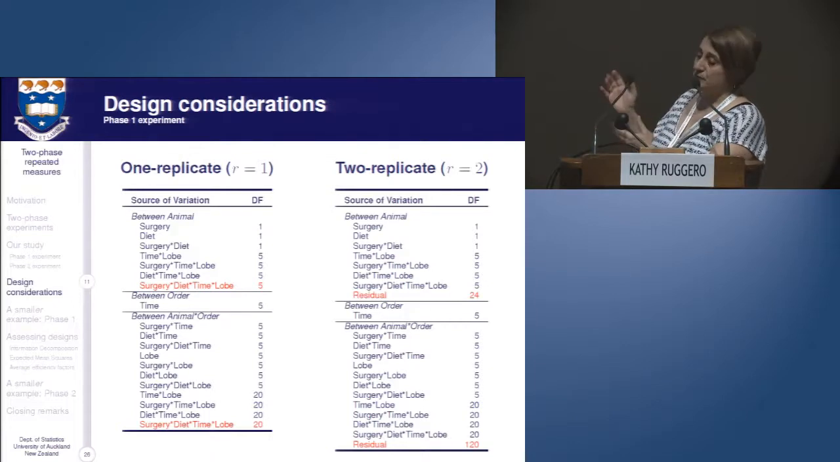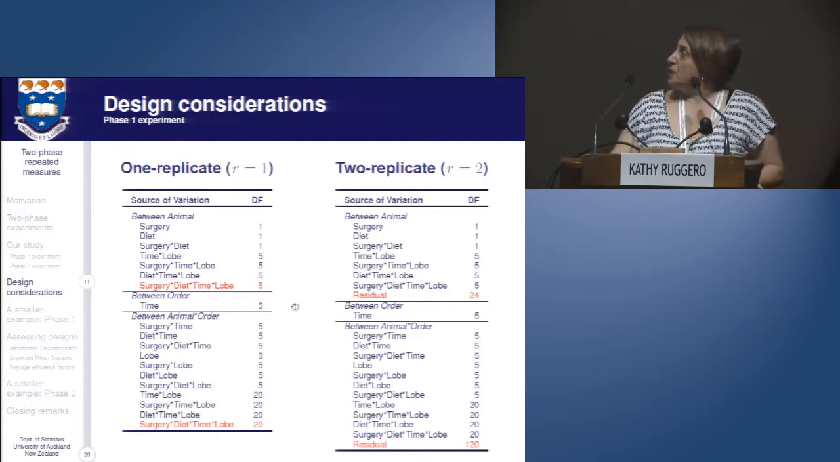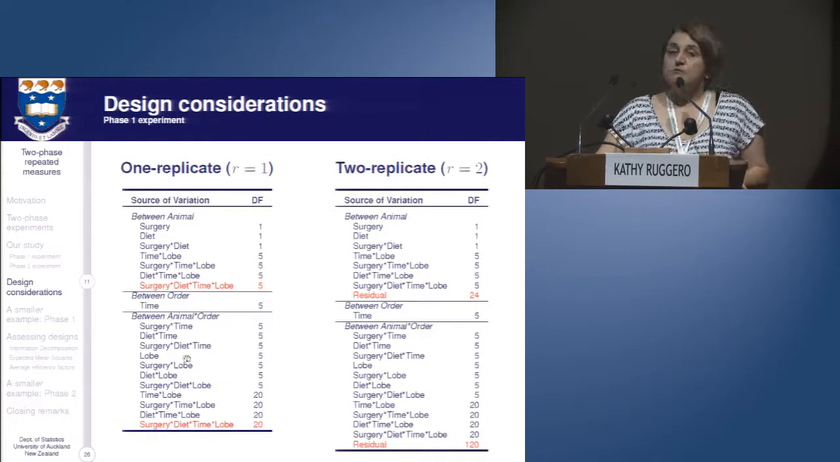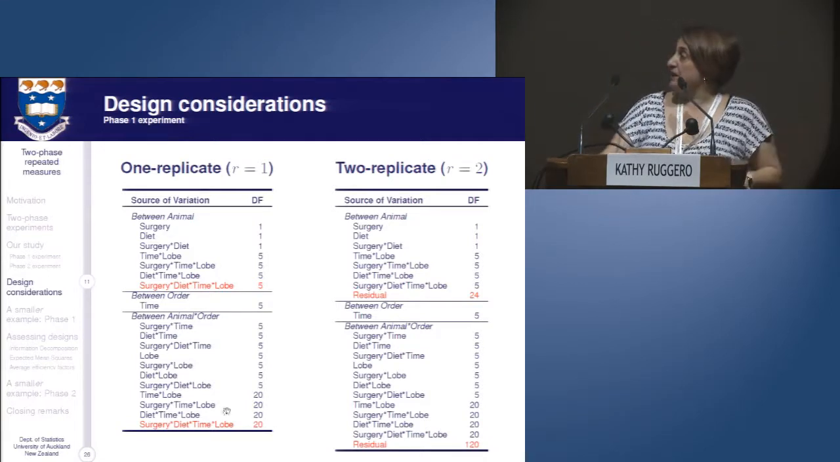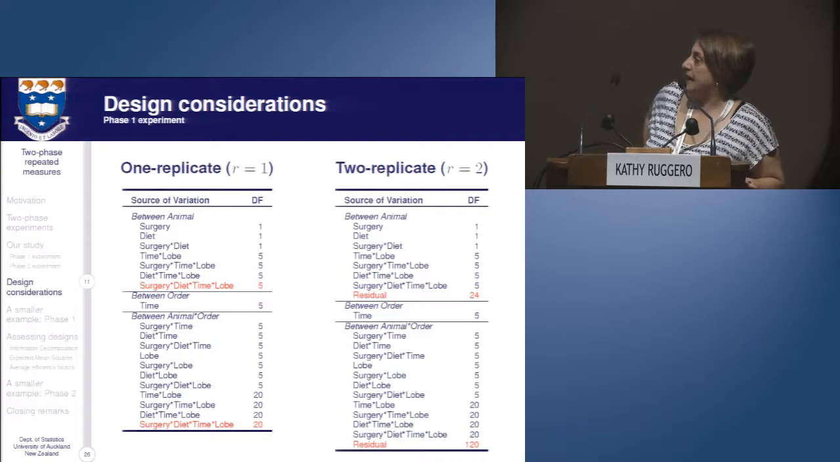Now I know these are big tables, but the couple of things I want you to notice, here is our single replicate design and here's our 2 replicate design. What we notice here is that some of our interaction effects are split between 2 strata. And perhaps one of the most interesting things is that although time and lobe on their own occur in that bottom stratum, those main effects, the interaction is split: 20 degrees of freedom down in this bottom stratum, and 5 of them move up to the top stratum. And when we look at the design, it should be clear why this is the case.